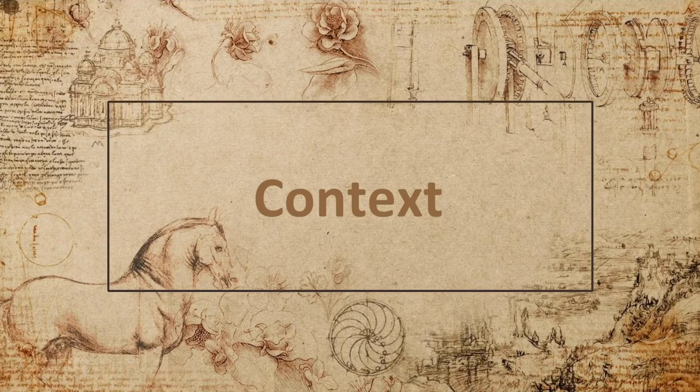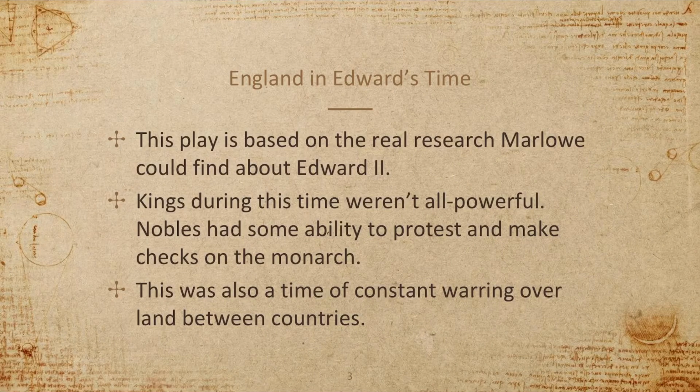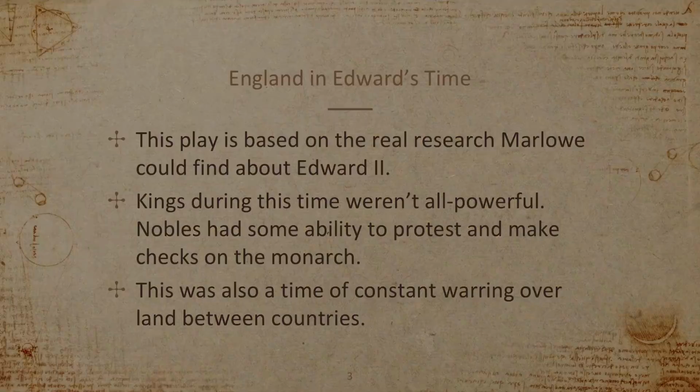Now, when it comes to understanding context, the first thing is to understand England during Edward II's time. So this play is based on the real research that Marlowe could find about Edward II, and kings during this time weren't all powerful. Indeed, nobles had some ability to protest and make checks on the monarch. This was also a time of constant warring over land between countries, and this therefore affects Edward II, who's the king at the time, both his power as well as his influence.